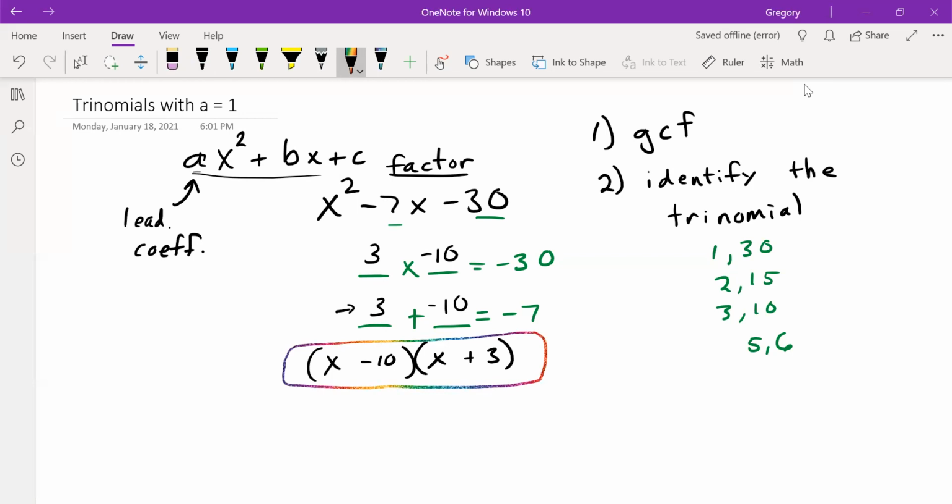Now in this one, I had no GCF. In other words, there's nothing divided into any of these numbers evenly. So I just go straight to the trinomial. And this is the way we do any trinomial. Let's try another example.